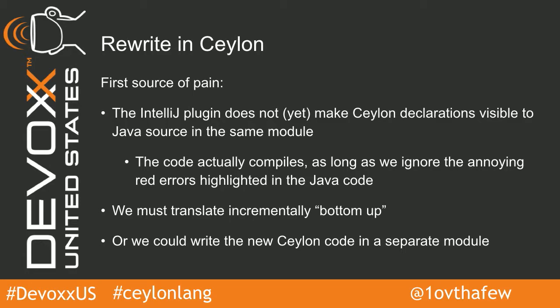So we either ignore the red errors, which frankly is what I actually did in practice, or we try as much as possible to translate incrementally. We start with the model, then things a bit above the model, and then the UI at last. Sorry, that's nonsense. I mean top down. Sorry, translate incrementally top down. So we start with the UI, so that Ceylon declarations depend upon Java declarations rather than the other way. I was stupid and went bottom up, and so I had to deal with these red errors.